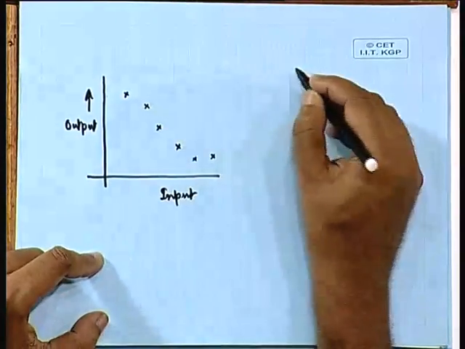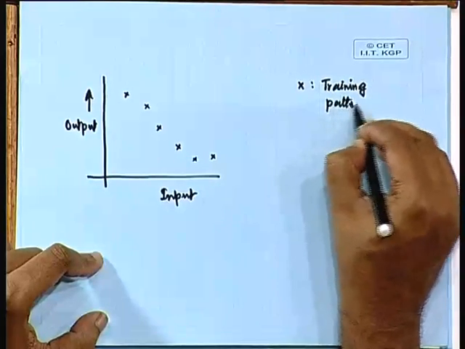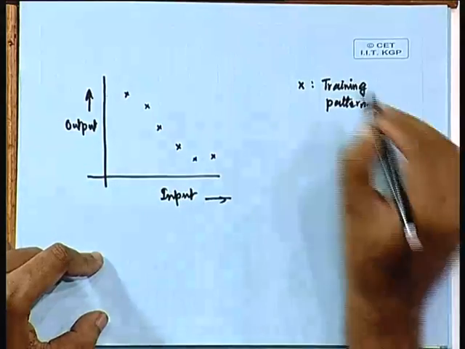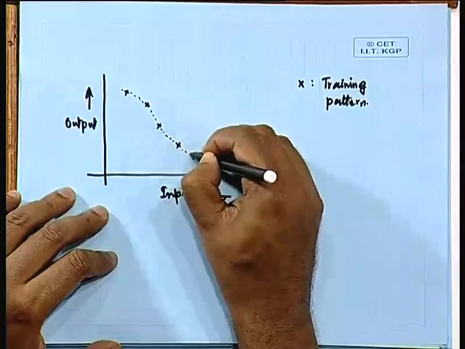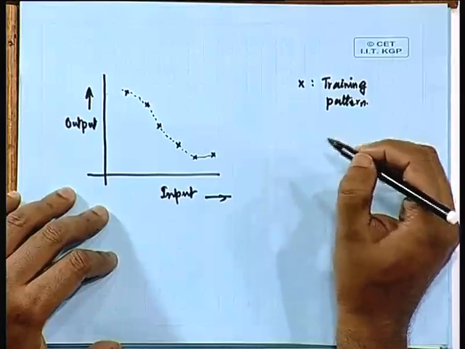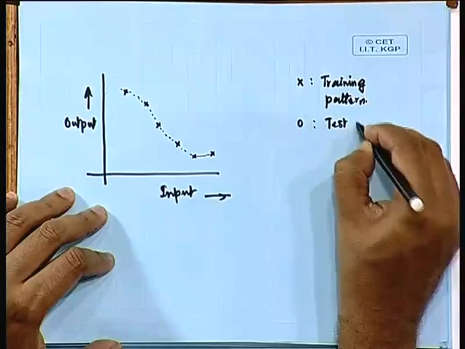Now all the crosses that I have given in this drawing are the training patterns, where their input-output behavior is known. What the neural network does with the training is fit a curve. Essentially, neural network training is nothing but a curve fitting problem. So we fit a curve like this. If it is a good fit, then we should be expecting a curve like this.